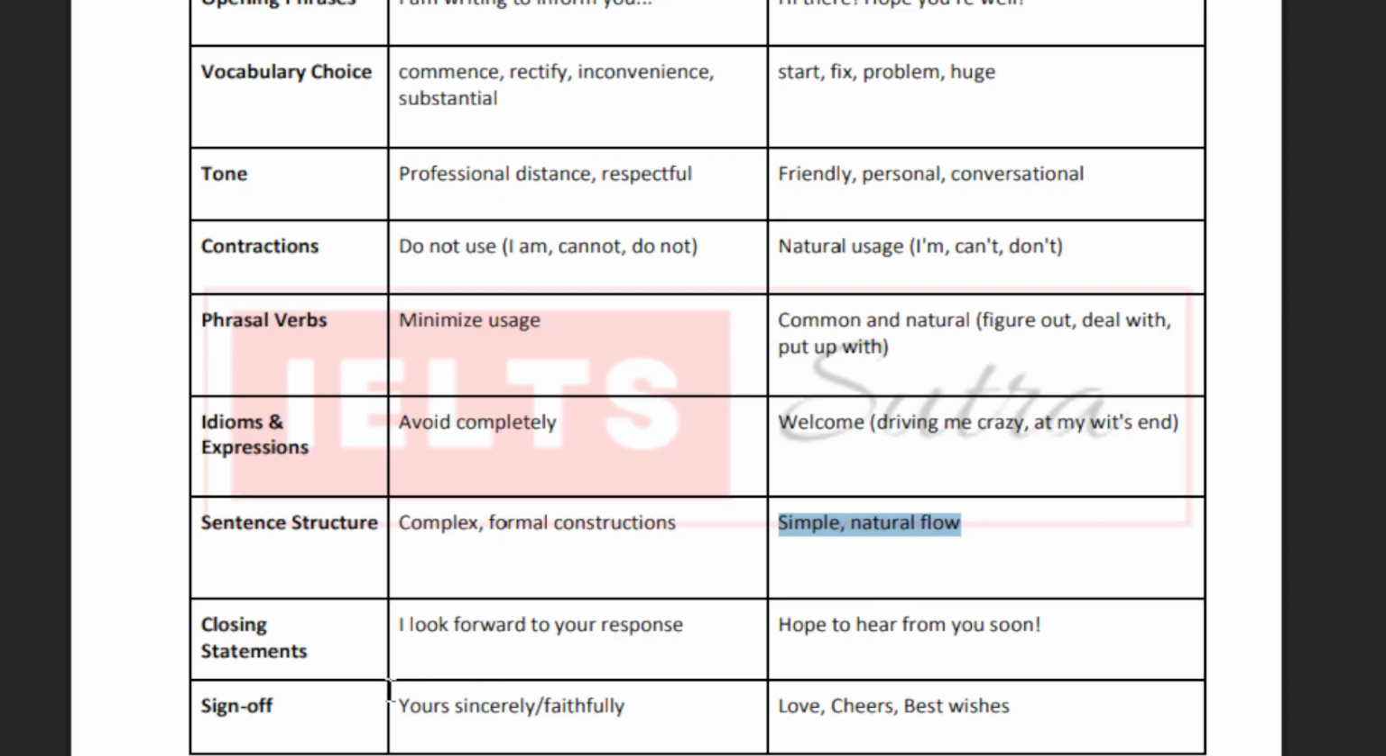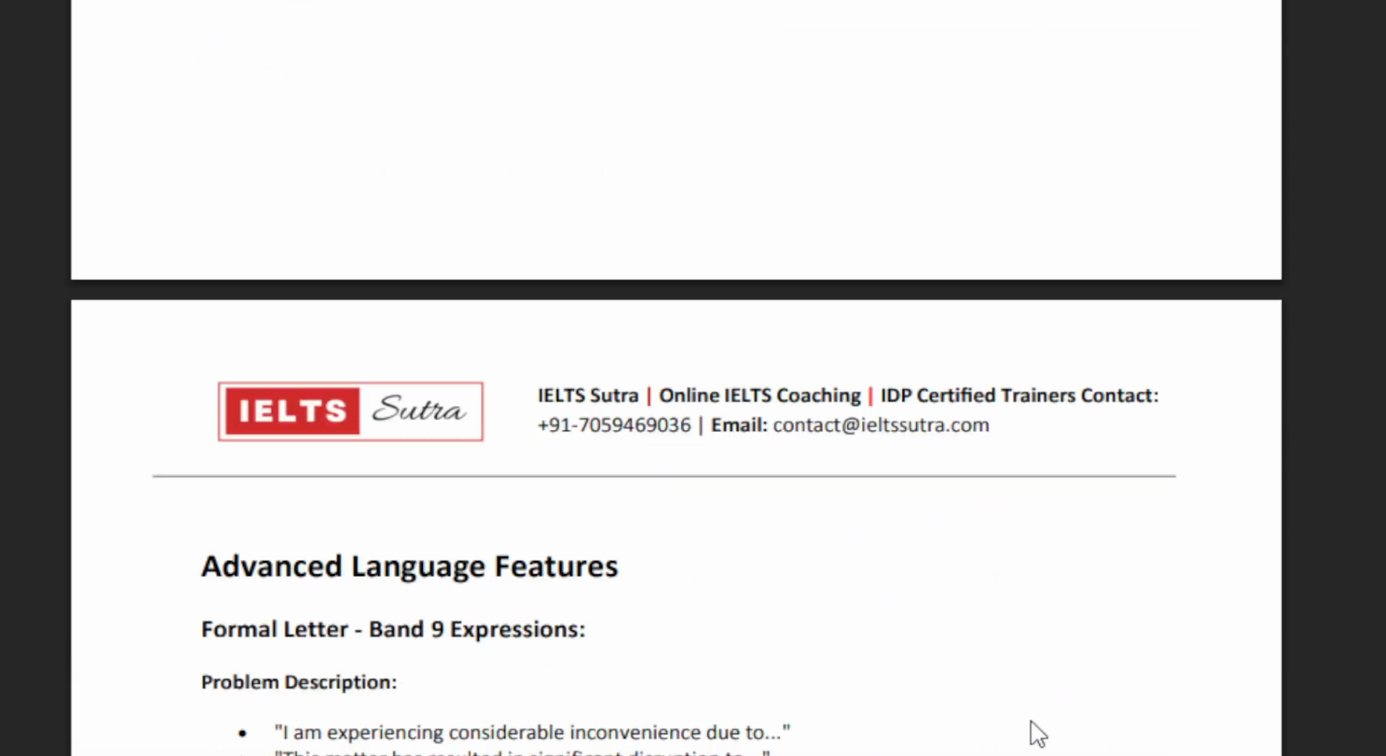In case of formal, the closing statement is more respectful. I look forward to your response. In the informal case, it's more casual. Signing off is like yours sincerely, yours faithfully, or in this case, you can just say your pal, love, cheers, or best wishes, or take care.